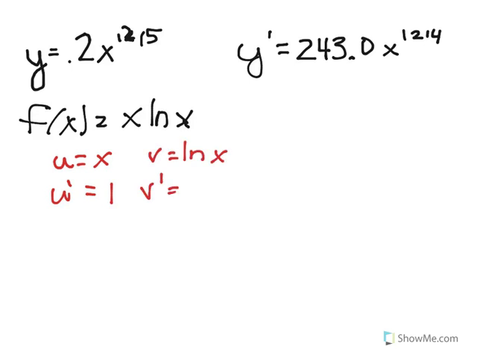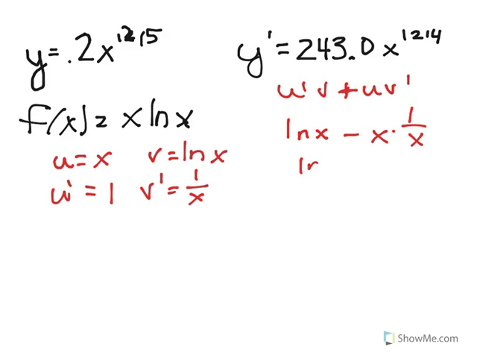The derivative of ln of x is 1 over x, so it becomes u prime v minus uv prime, which becomes ln of x. Ooh, who said minus? I thought I heard that, but I changed it to plus really quick. Plus uv prime, which is x times 1 over x, which is equal to ln of x plus 1. So that would be the correct answer there.